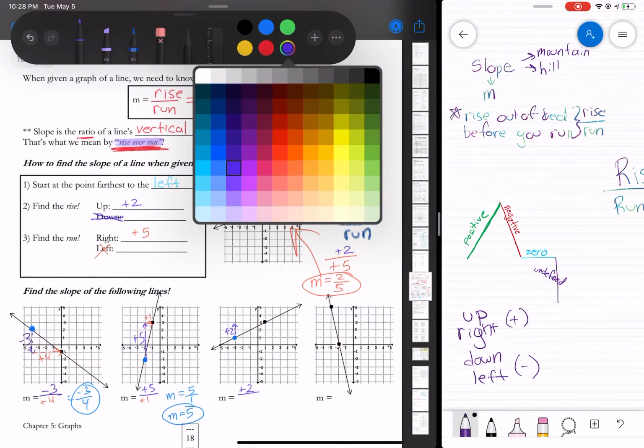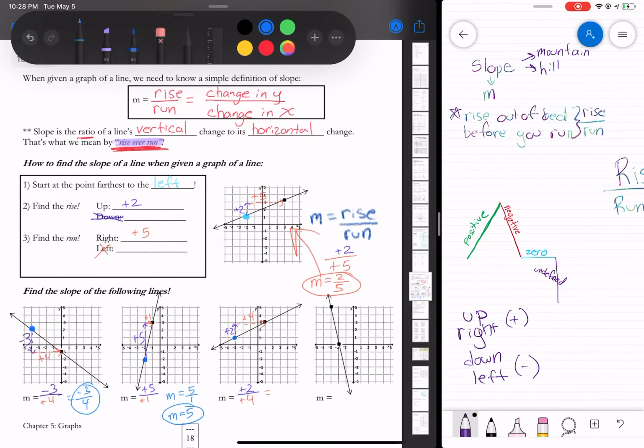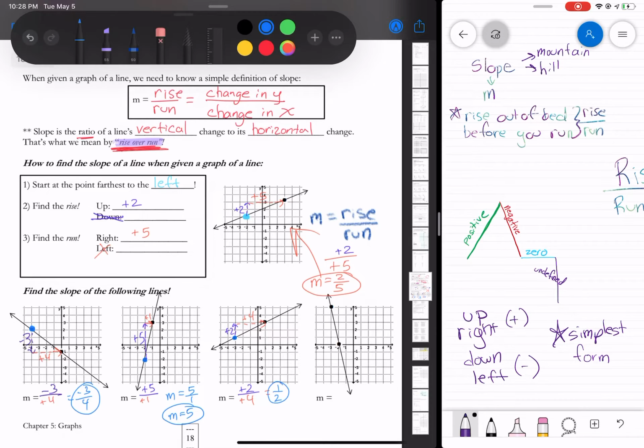And we're going to our right. 1, 2, 3, 4. Positive 4. Now, again, if you don't want to write on the graph, you don't have to. You don't have to write positive 4 or positive 2. It helps me to color code it. Now, I notice this slope is 2 over 4. I can simplify that to 1/2. So slope is always in simplest form. But it can stay a fraction, right? You don't need to turn it into a decimal or a mixed number or anything like that.